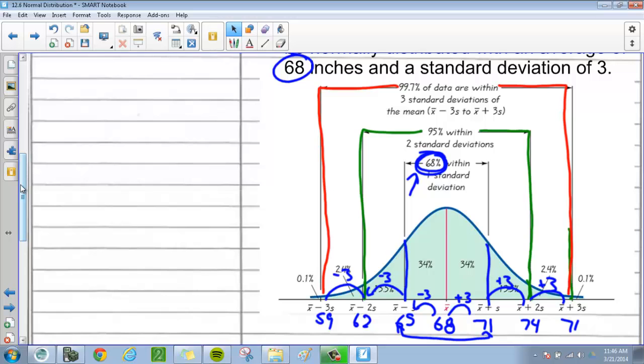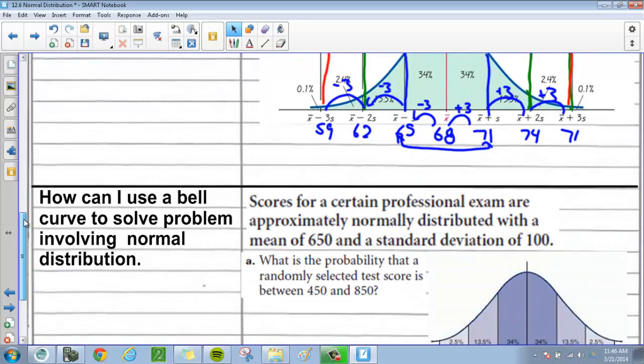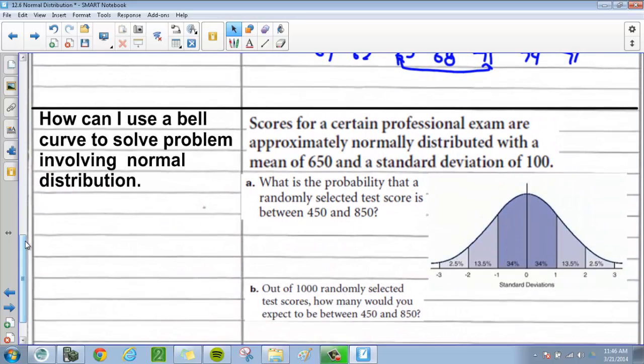We're going to move on to the next problem, and the next problem is going to talk a little bit about how you can use this bell curve a little bit more to solve some of these problems, and I kind of gave you the gist of that already.